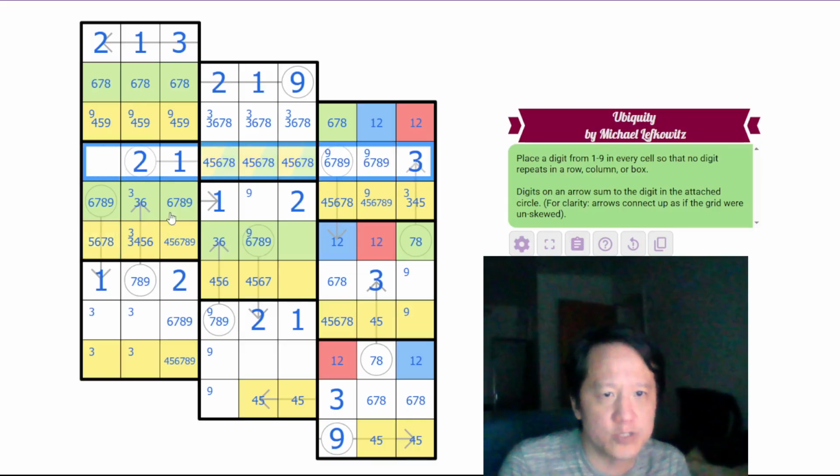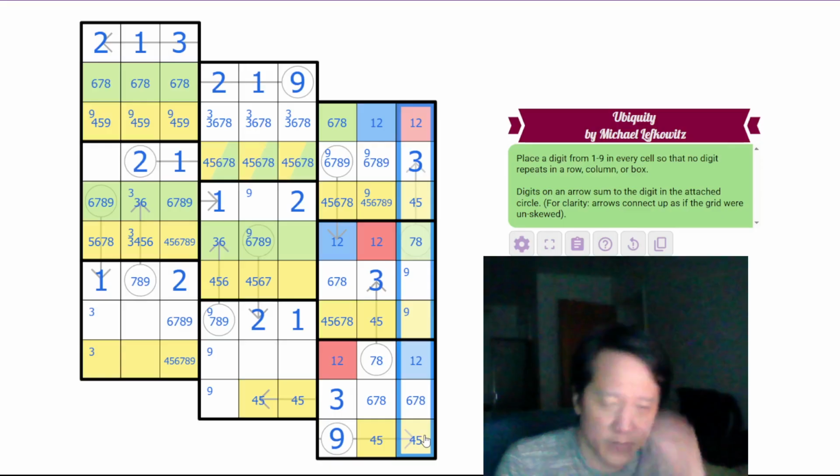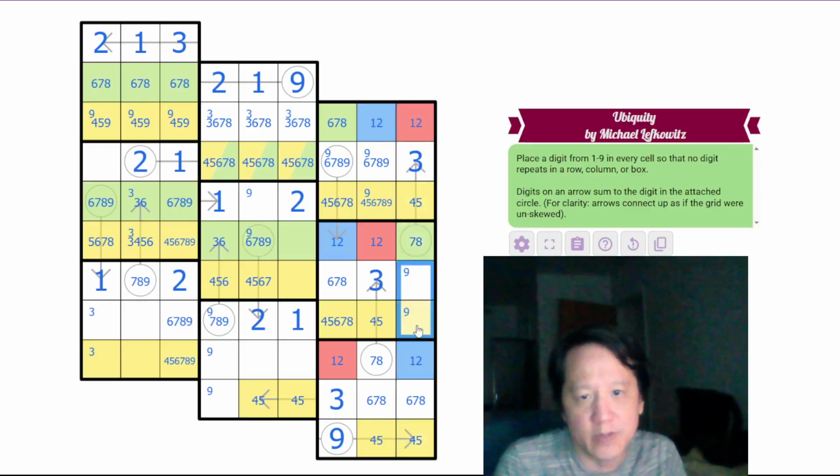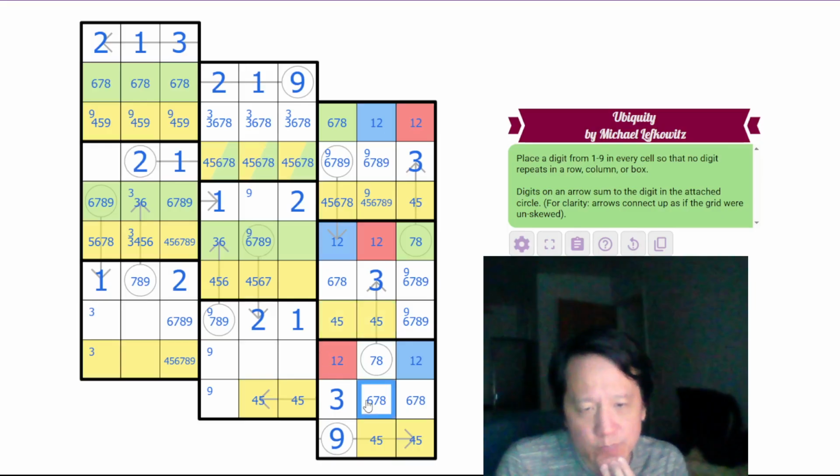3 is here, which means one of these two is 3, so this cannot be 3 here. 3 is here. This can't be 3. This is 4 or 5. So we have a 4, 5, 4, 5 pair in column 9, which eliminates 4, 5 in the rest of the column. So this has to be 6 through 9 here. This can't be yellow. So this has to be the other yellow, and it's 4, 5. Okay.